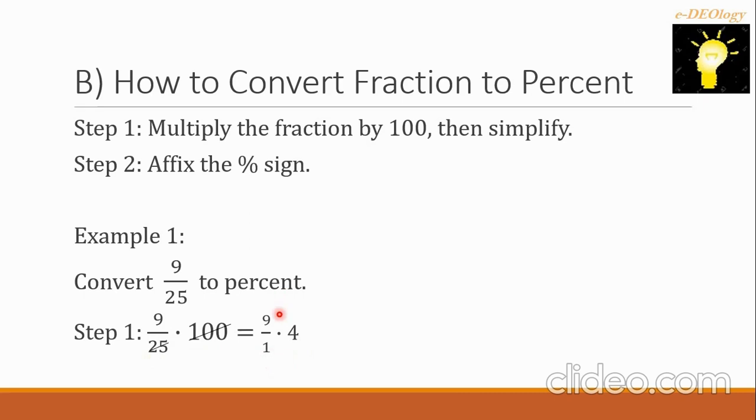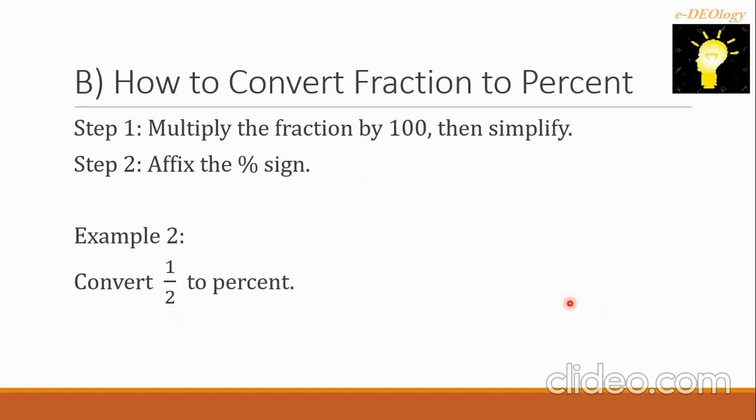And then we're going to multiply the 9 by 4. It becomes 36. So the denominator of 1, we don't need to write because it's 1 in the denominator. We can simply not write it anymore. So this 36, we are finished with step 1. For step 2, we'll just affix the percent sign. So this is 36%. It means this 9 over 25 is equal to the 36%. If you remember, this same example is the problem in our topic A, the 36%.